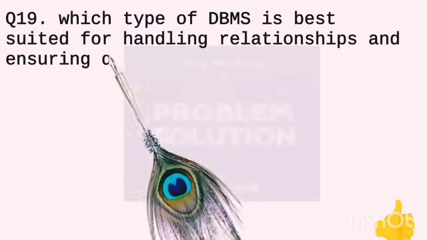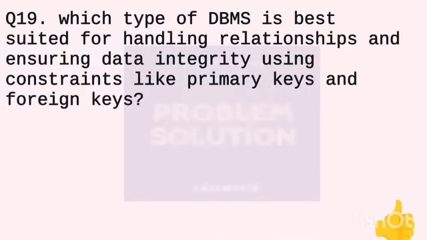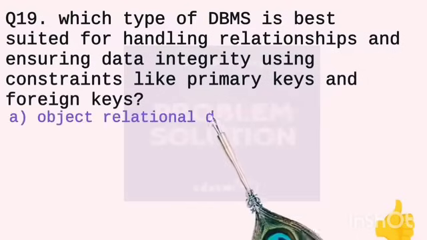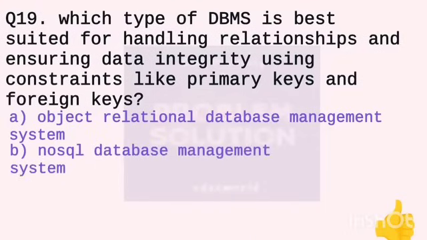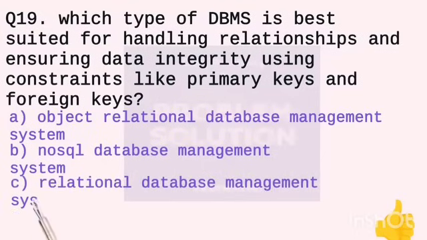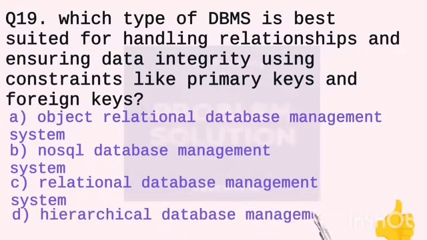Query number 19. Which type of DBMS is best suited for handling relationships and ensuring data integrity using constraints like primary keys and foreign keys? Option A. Object Relational Database Management System. Option B. NoSQL Database Management System. Option C. Relational Database Management System. And option D. Hierarchical Database Management System.